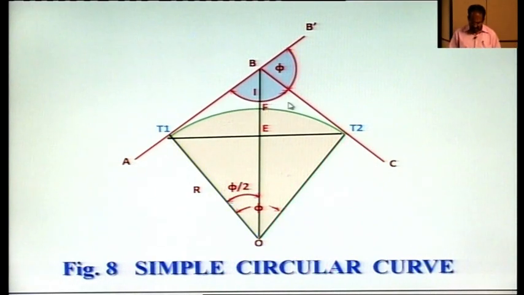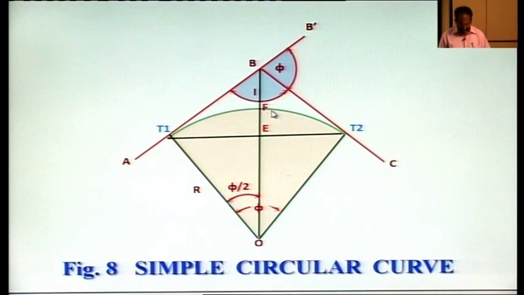The distance between the apex of the curve and the midpoint of the long chord, the distance between E and F, as shown on your monitor screen, is called the EF distance, and it is known as the versine of the curve. Distance EF is equal to the versine of the curve.